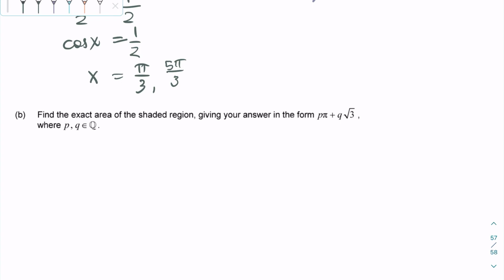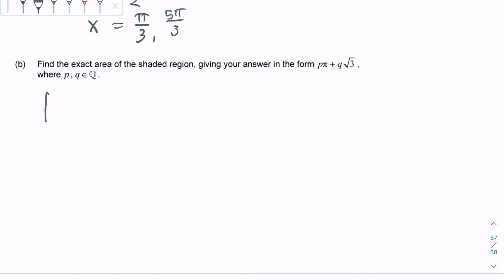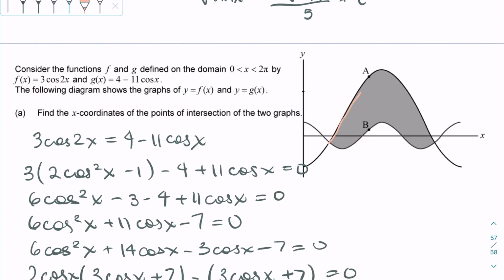Part B asks to find the area of the shaded region. We can represent this as a definite integral of the difference between functions g and f, with the limits being the intersection points of the two functions.